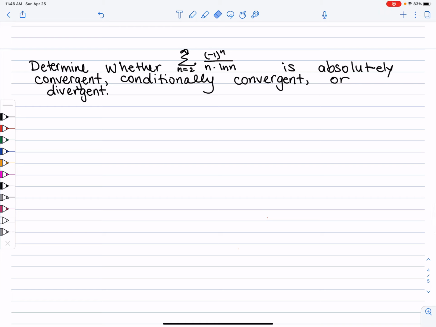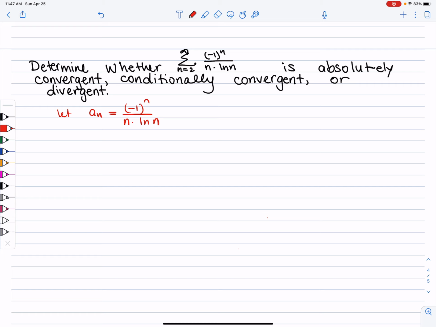We're going to determine whether this series is absolutely convergent, conditionally convergent, or divergent. So we're going to let a sub n be equal to negative 1 to the nth power over n times the natural log of n. So we're going to do a couple of things.